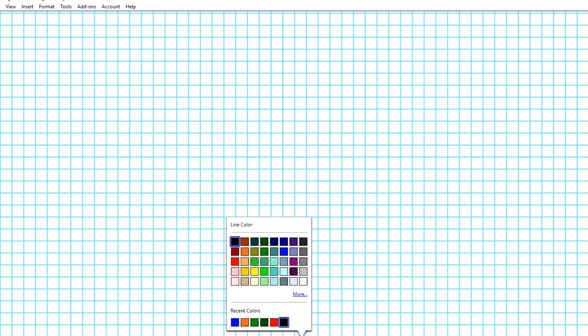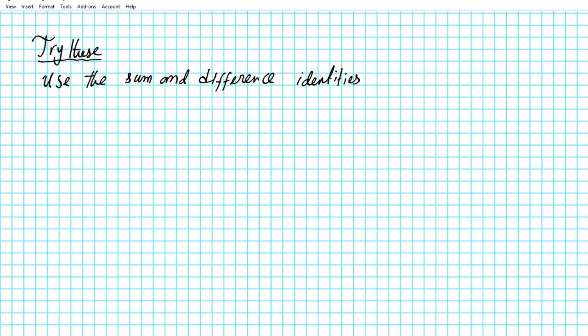Now, how well did you master the contents of this presentation? To demonstrate mastery, we'd like you to try out the following problems. Try these. The instructions are the same. You're to use the sum and difference identities to find the exact value of the following.